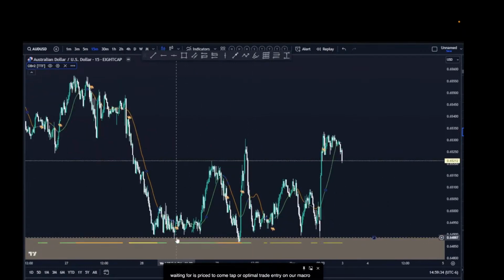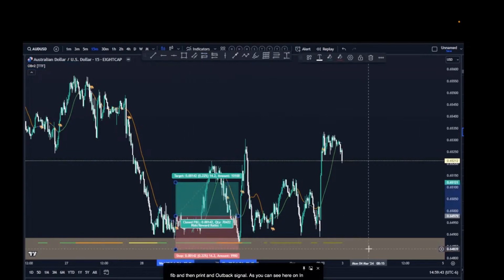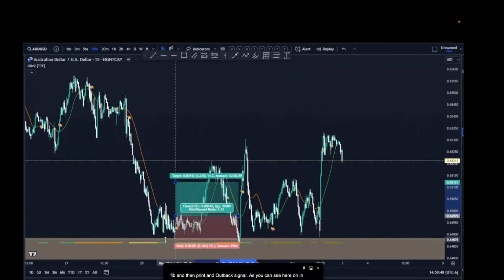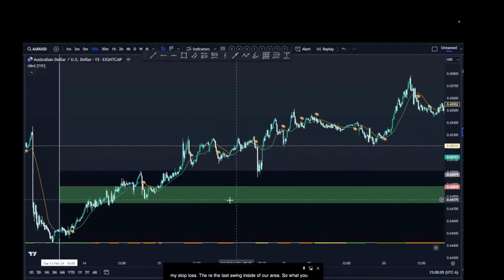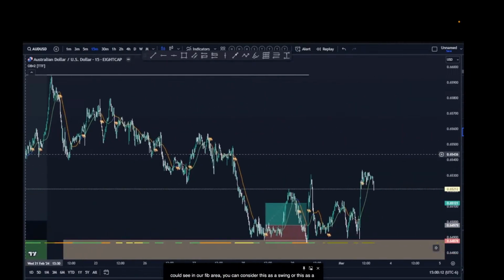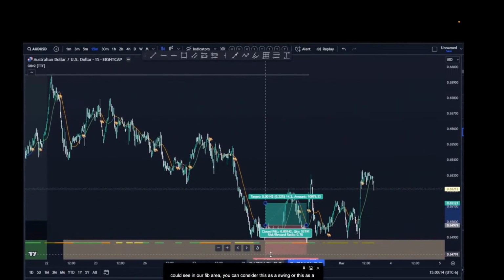As you can see here, on February 28th around 11 a.m. Chicago time, so UTC -6, as you can see here in the bottom right. And what I would do is, one, either put my stop loss at the recent swing low that we've seen, or I'll put my stop loss at the last swing inside of our area. So in our fib area, you can consider this as a swing or this as a swing. I would consider this, so about 64.77. This covers our swing.